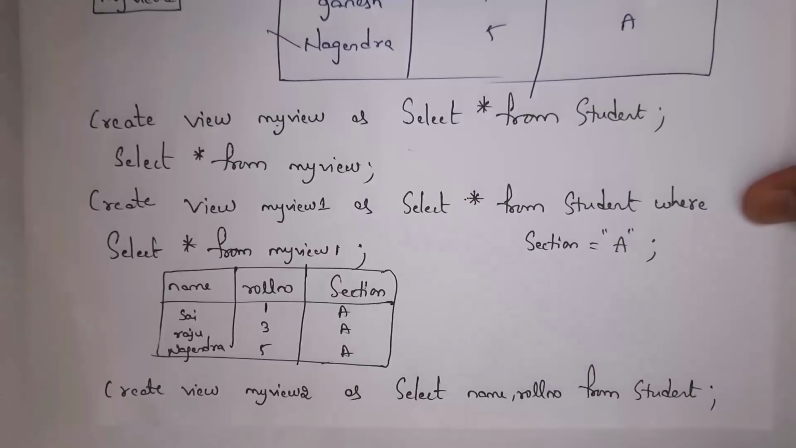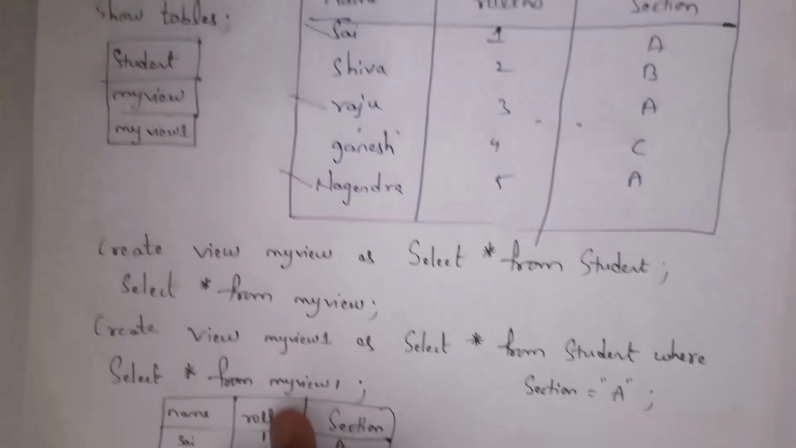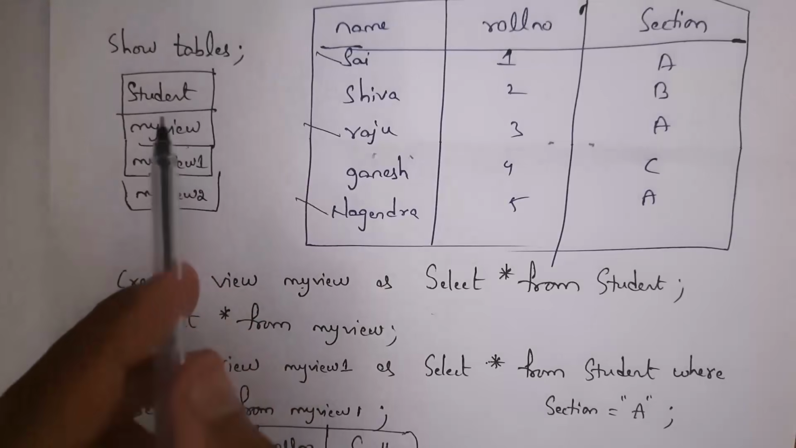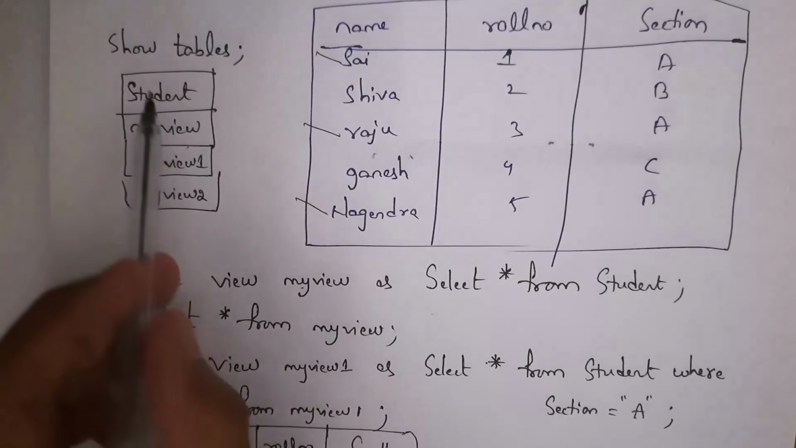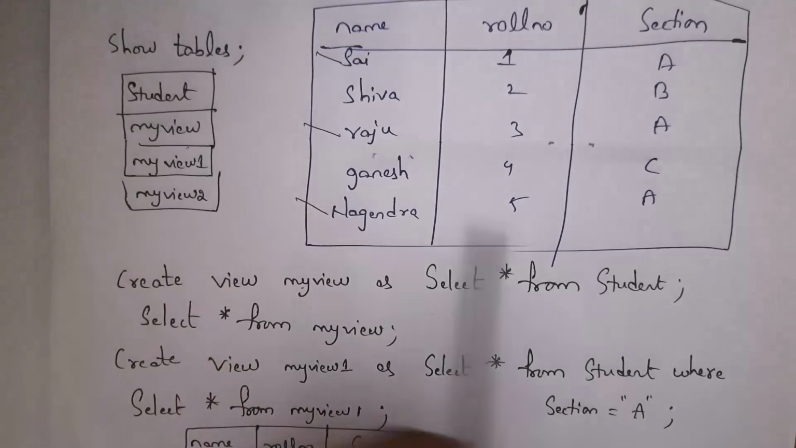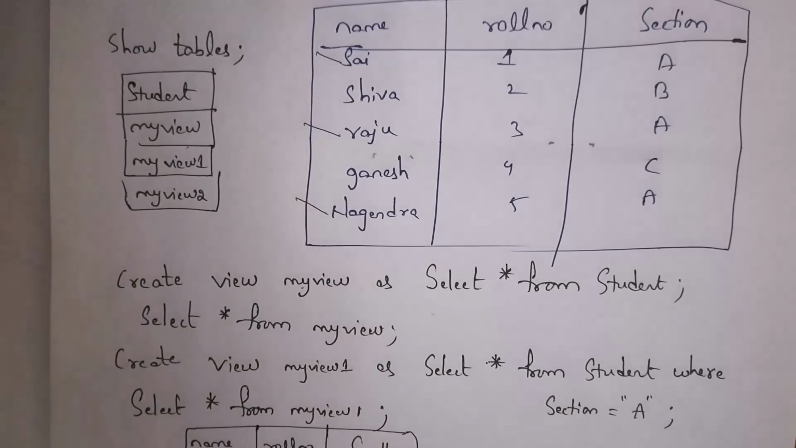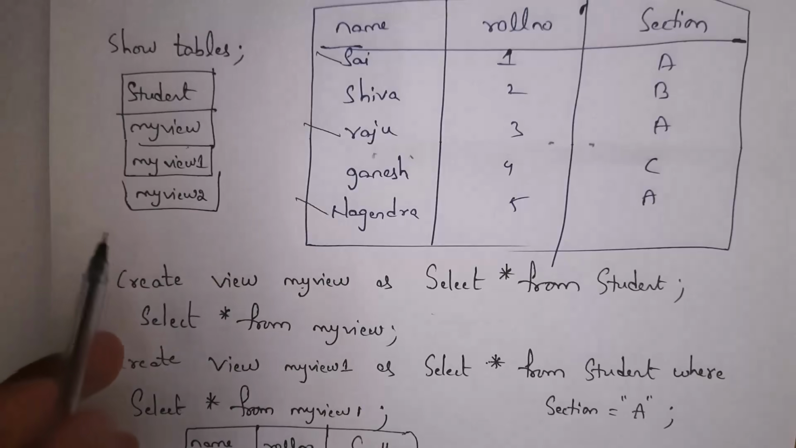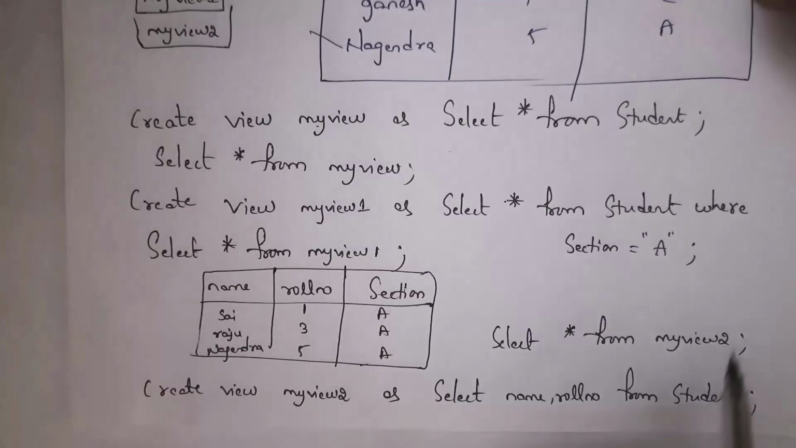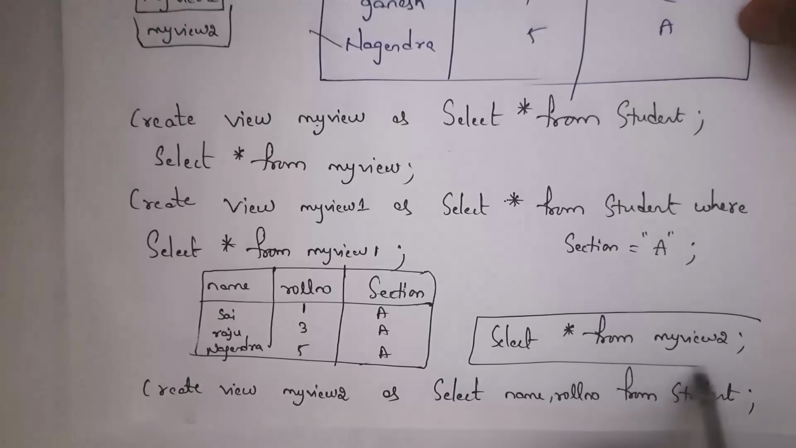Whenever you write this code and click enter, it will create view. That view name is my view 2. So whenever you write show tables, it will display completely three tables. They are student table, my view 1 table and my view 2 table. This is my output. Now I want to see data which is present in my view 2. In order to see data, you need to write select star from my view 2.